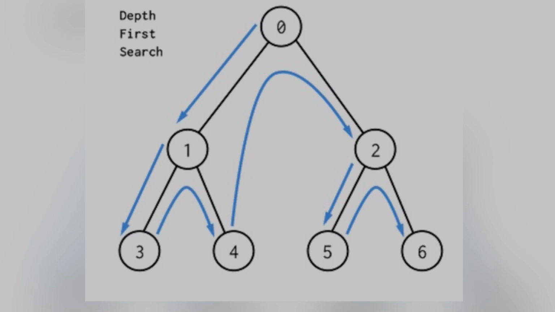From this diagram, we start from 0, which is the root node, and then go to 1, and instead of going to 2, we visit 3 and 4 first. Then we go to 2, down to 5, and finally 6.